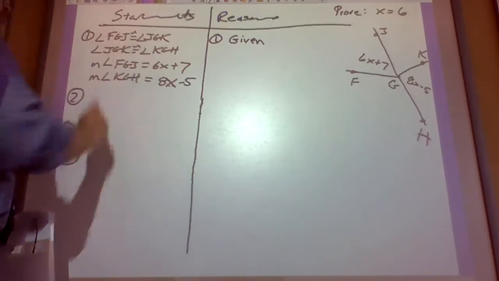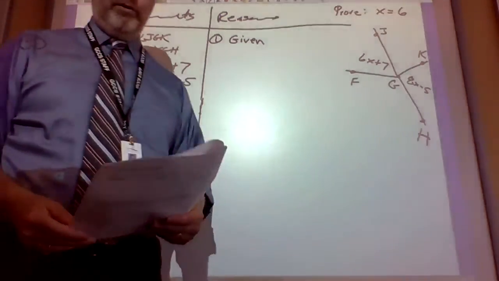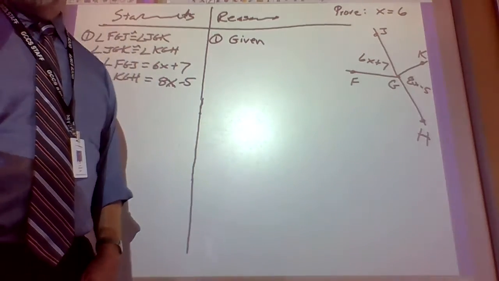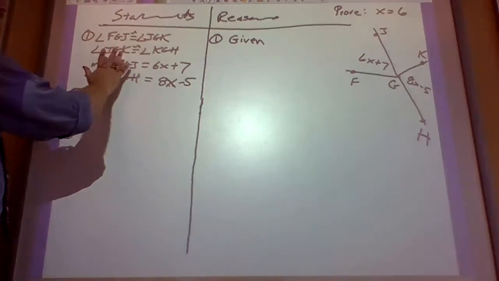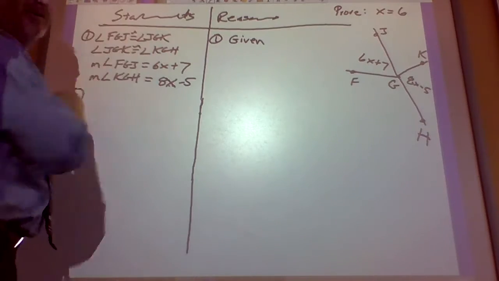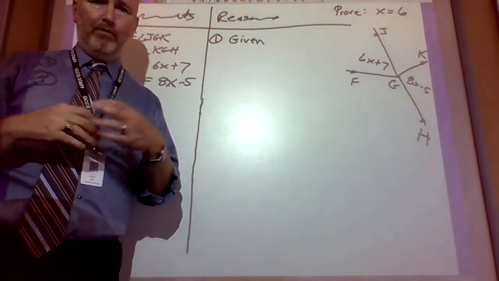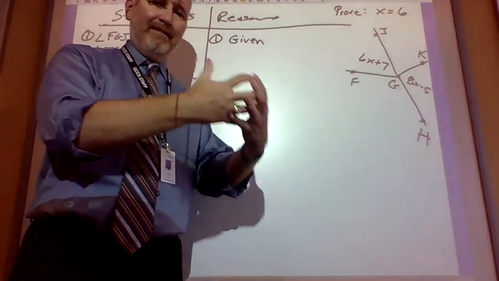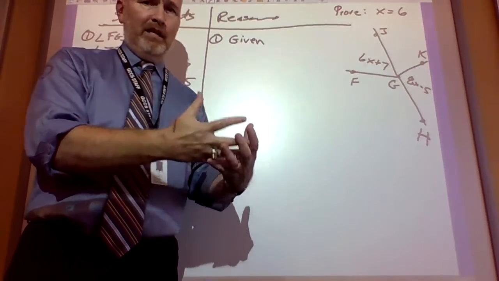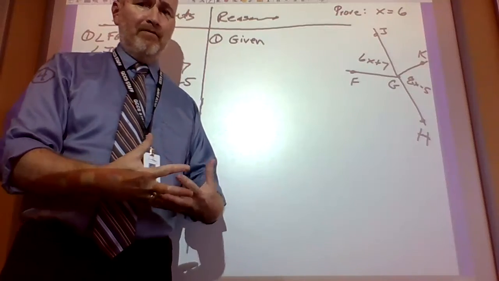Okay, now I think we're ready for an actual geometric proof. Okay, now here's what's going on. On your guided notes, you'll notice all this stuff here is listed up here with the word given, meaning these are things that were given to you for free. You didn't have to figure them out yourself. They were provided for you.